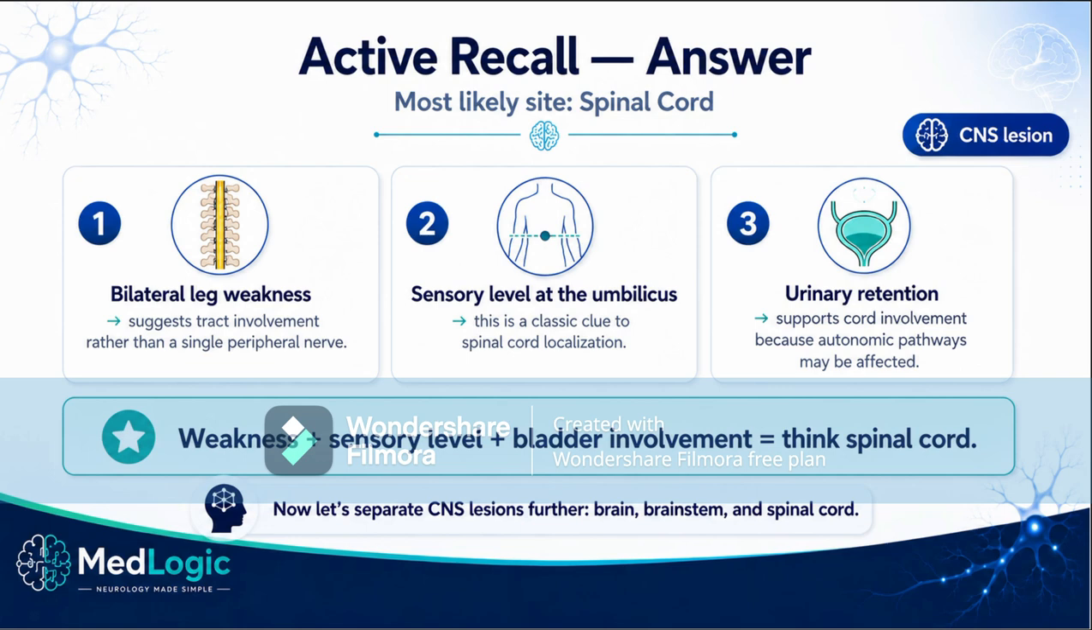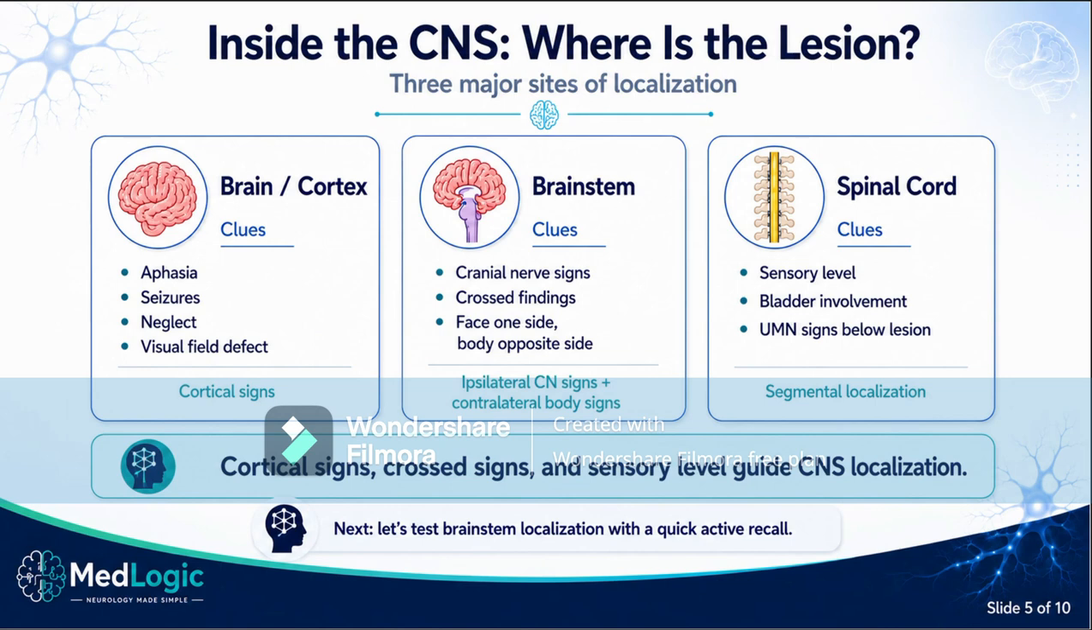Now that we have identified this as a central nervous system lesion, let's separate central nervous system lesions further into brain, brainstem, and spinal cord. The next question is, if the lesion is inside the central nervous system, how do we know whether it is in the brain, brainstem, or spinal cord? For the brain or cortex, look for cortical signs. These include aphasia, seizures, neglect, or visual field defects. These signs tell us that higher brain functions are involved.